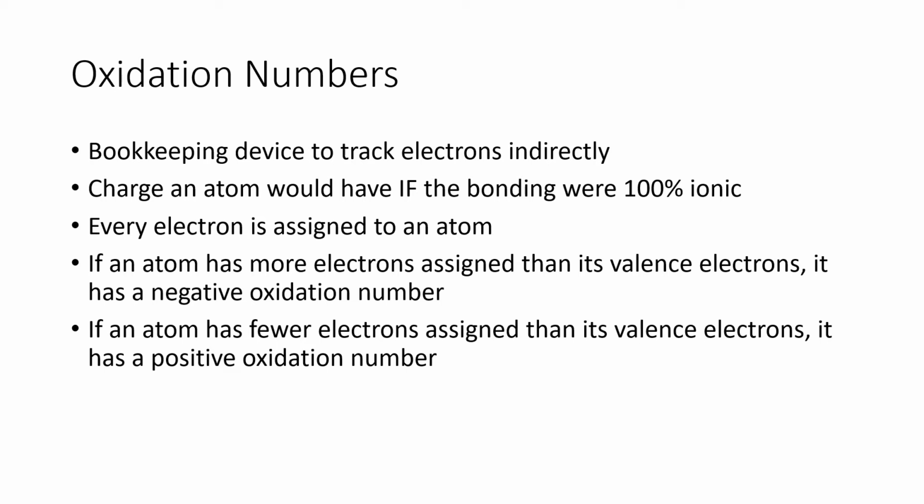And as we go through and do this assigning process, if we're assigning an atom more electrons than its number of valence electrons, then it has extra electrons for these purposes and it'll have a negative oxidation number. But if this assignment process gives an atom fewer electrons than its number of valence electrons, then since it's missing those electrons, it'll have a positive oxidation number.